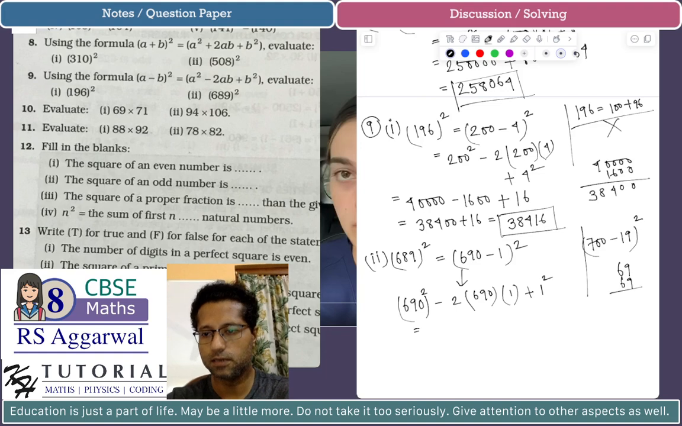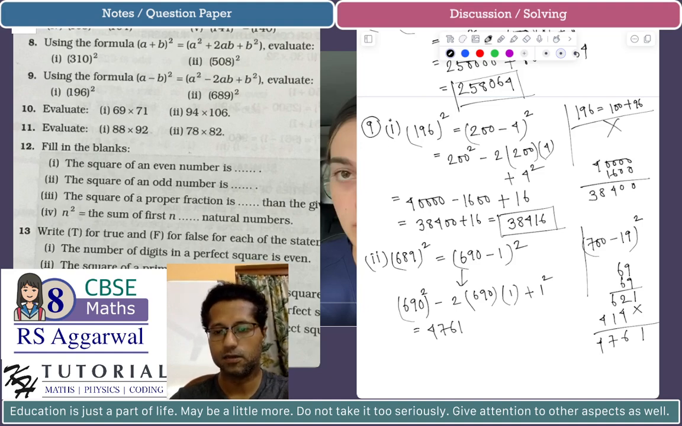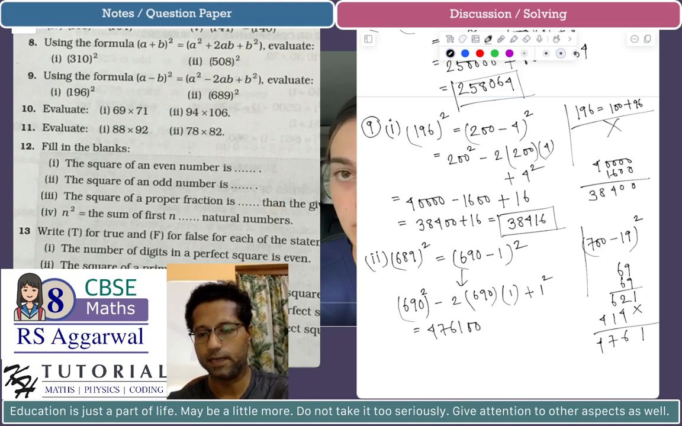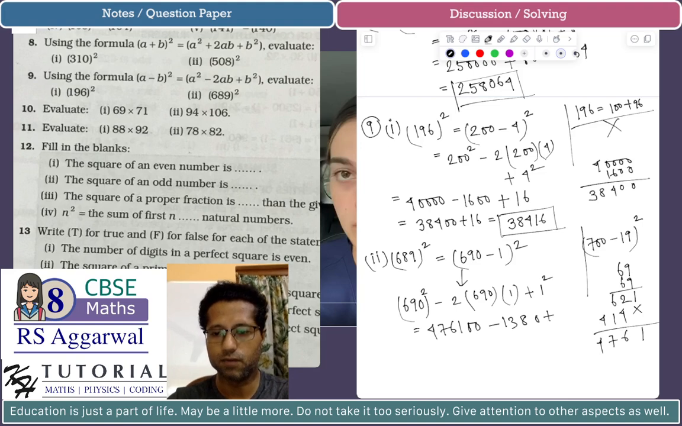69 into 69 is 4761. I don't know whether I am doing the calculation right or wrong. If I am making any silly mistakes, please do let me know. I am not really focusing on calculation mistakes. So 4761 is 69 multiplied by 69, but we have 690, so there will be 2 zeros at the end. Then minus 2 into 690, and I have plus 1.